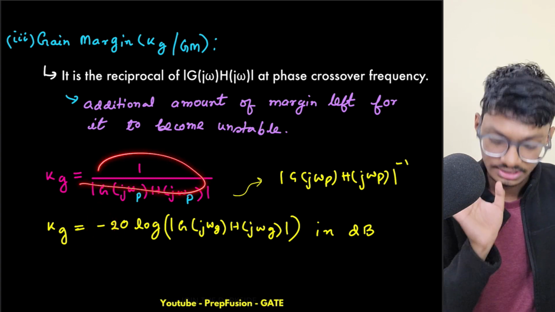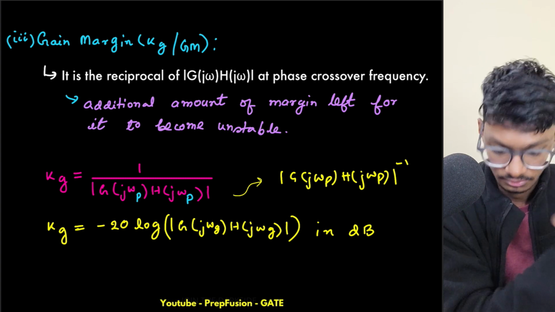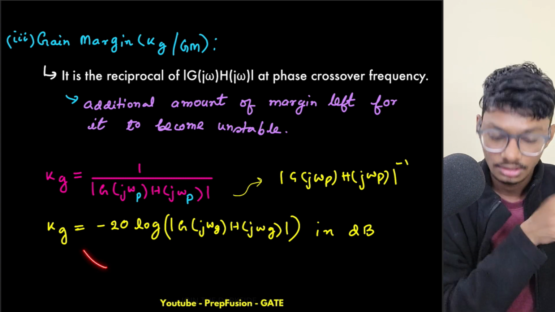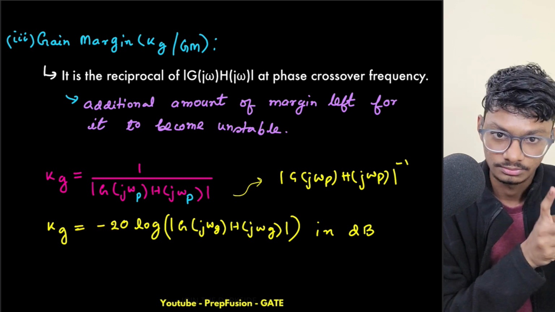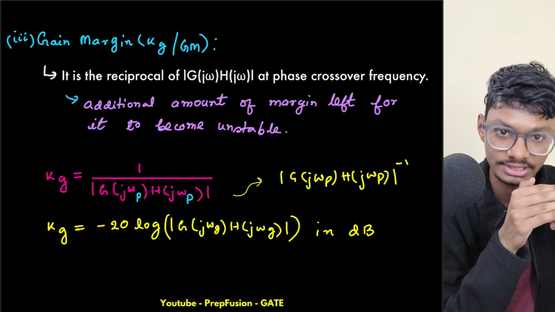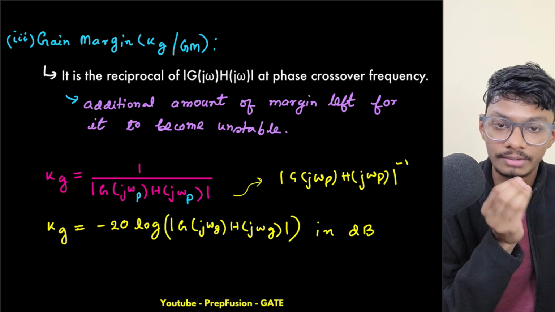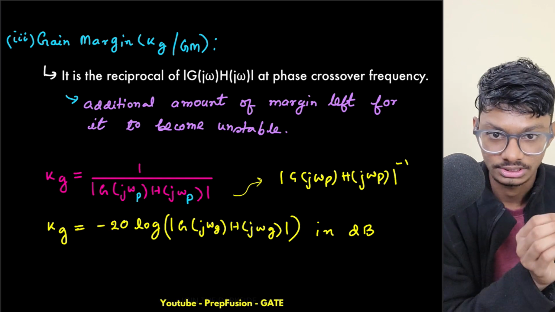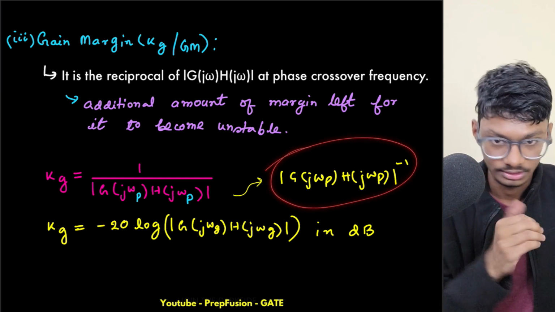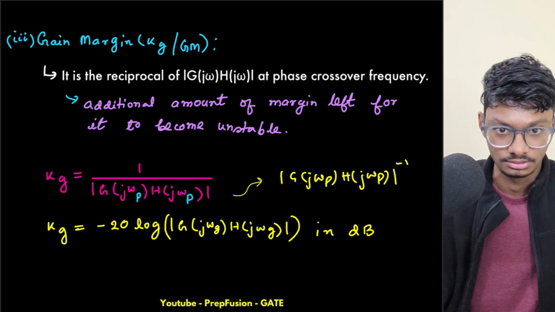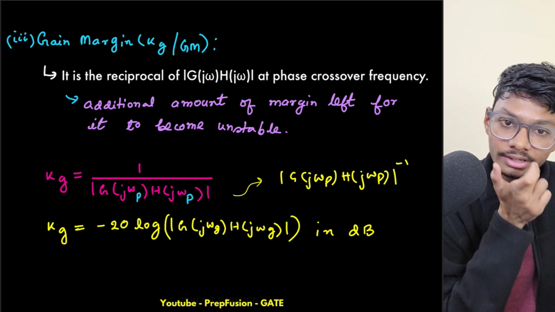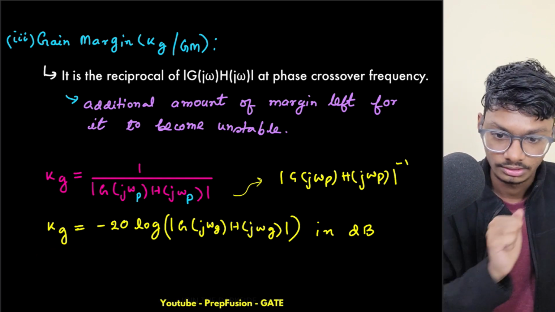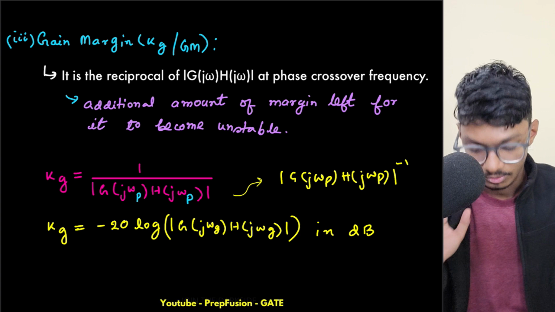Because it is the inverse in decimal scale, absolute scale, which obviously means I multiply by -1 in log scale. I hope you know, right? Basic of log we have done in the first lecture itself. So that's why we multiply a -1 in that plot. Now this is about the gain margin.